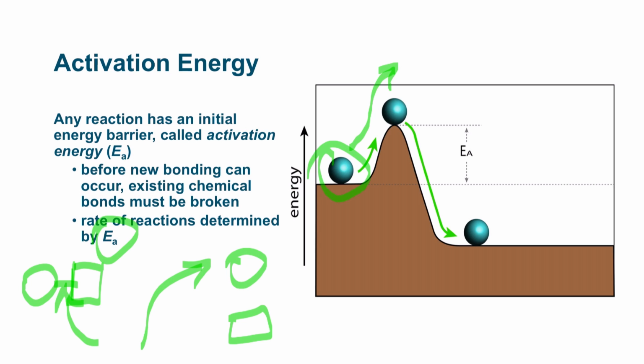And the rate of a reaction is determined by the activation energy. So that means that the higher the activation energy, the slower the reaction is going to proceed.